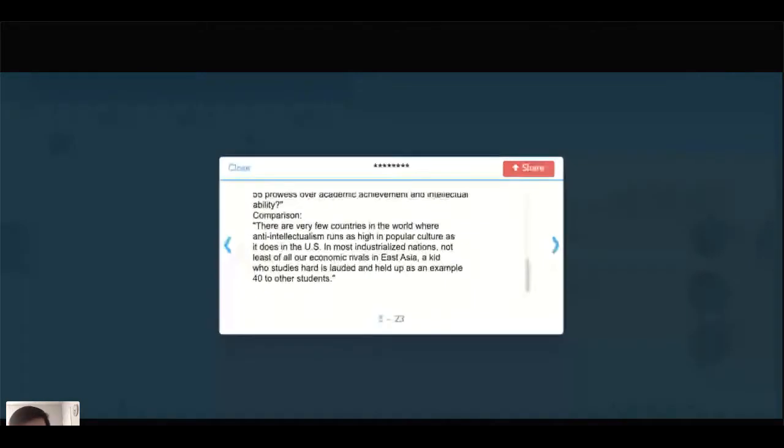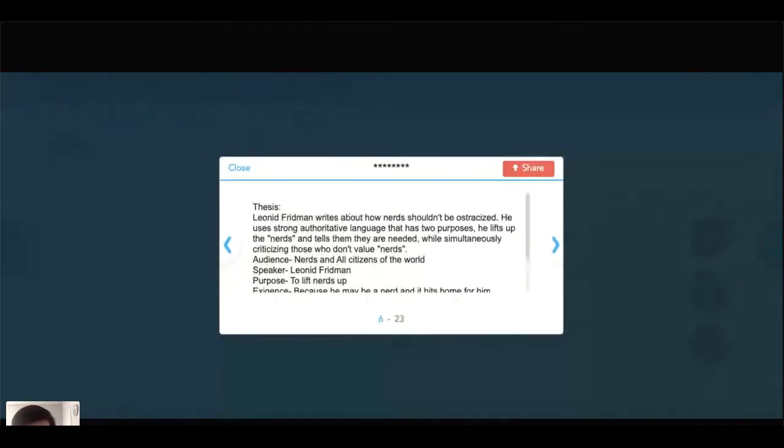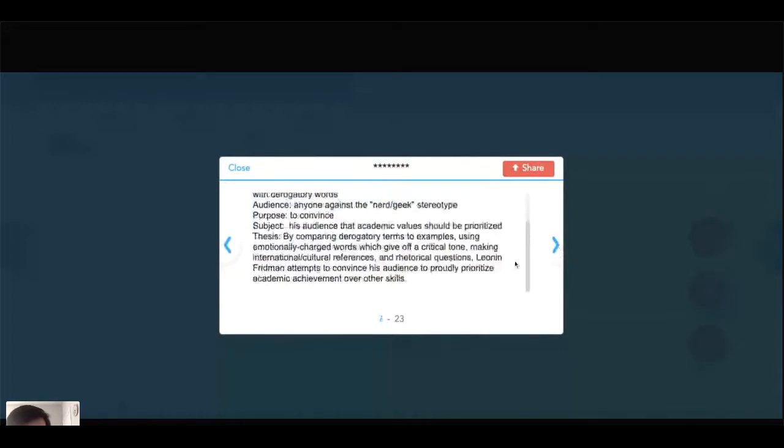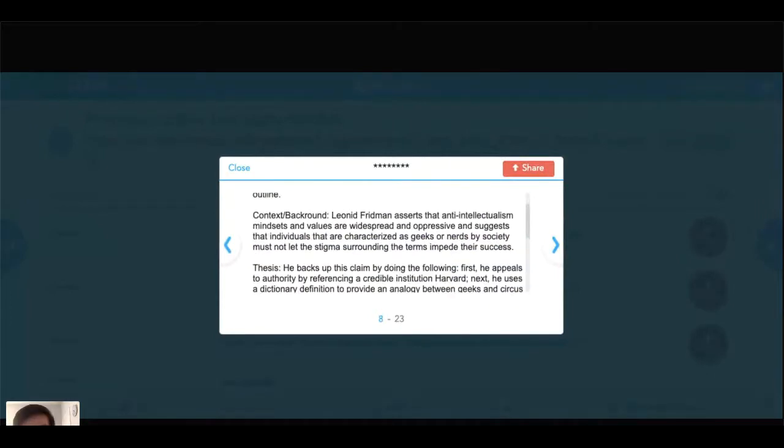Great job, guys. Leonid Friedman writes about how nerds should be strong authoritative language. Good job with the purposes there, and good job with the exigence and things like that. By comparing derogatory terms to examples using good stuff here. Leonid Friedman attempts to convince his audience to proudly prioritize academic achievement over other skills. Good job. Sorry, I know this feedback is very rapid. If you have any questions, just let me know after I get through some of these.